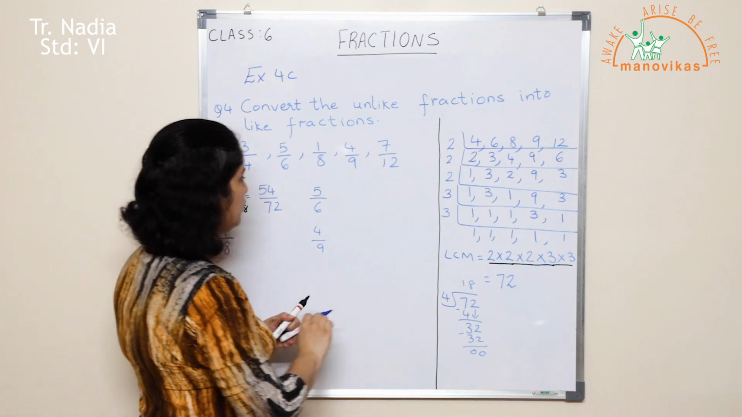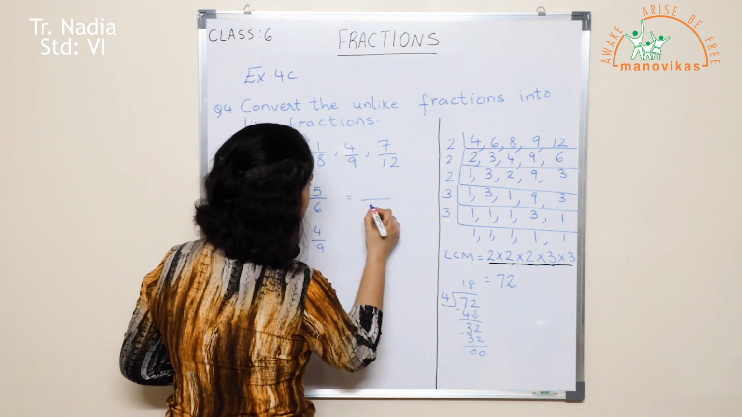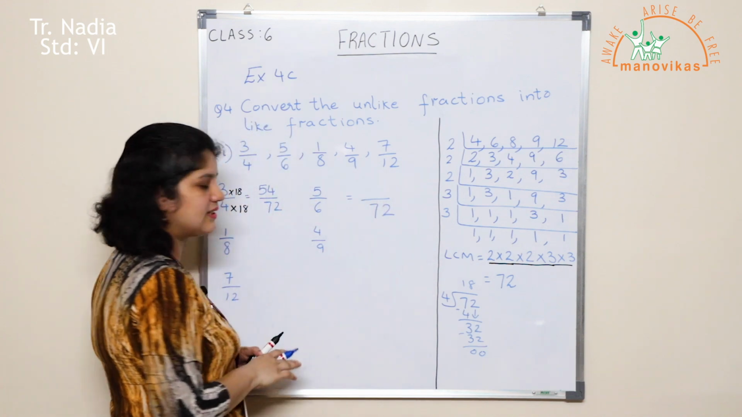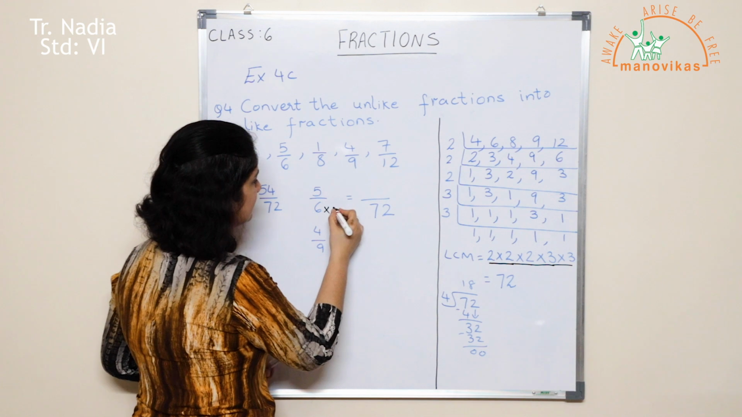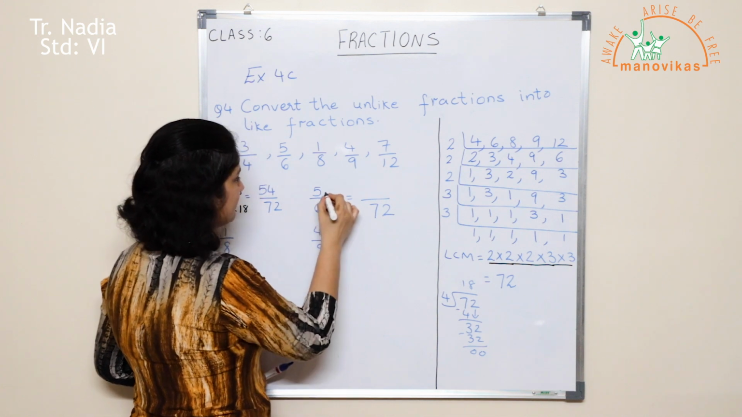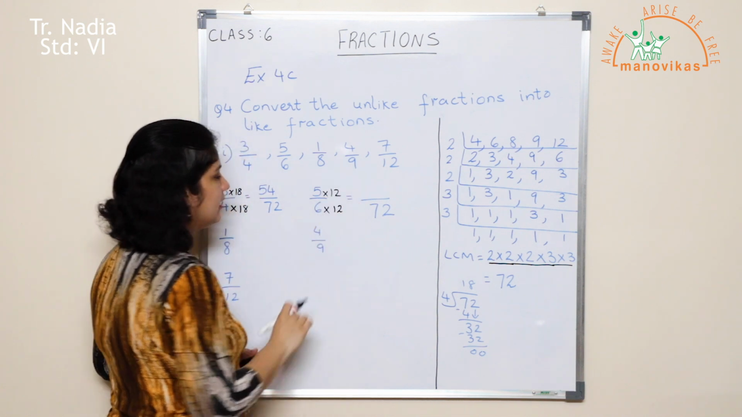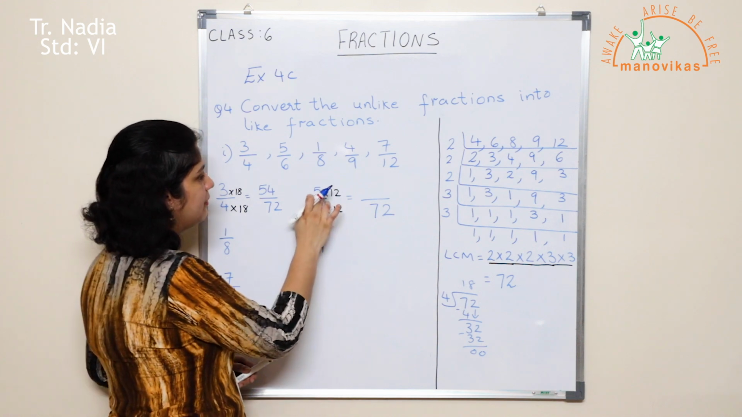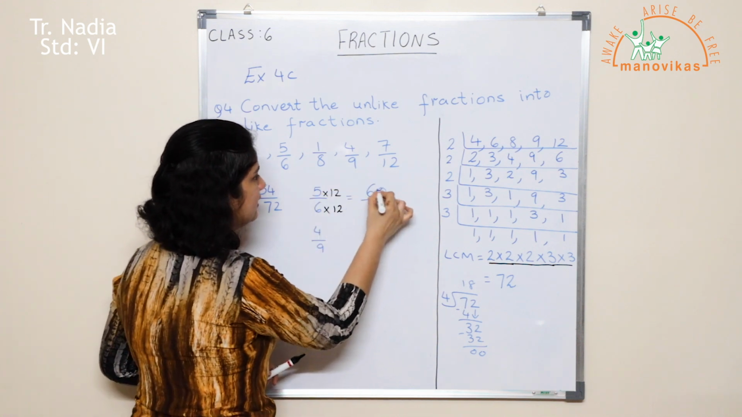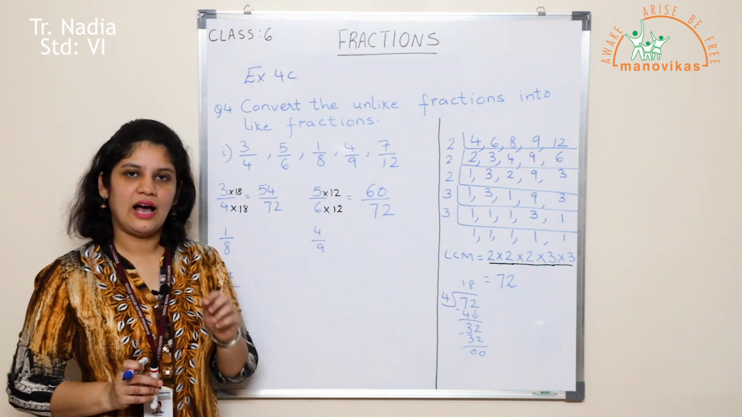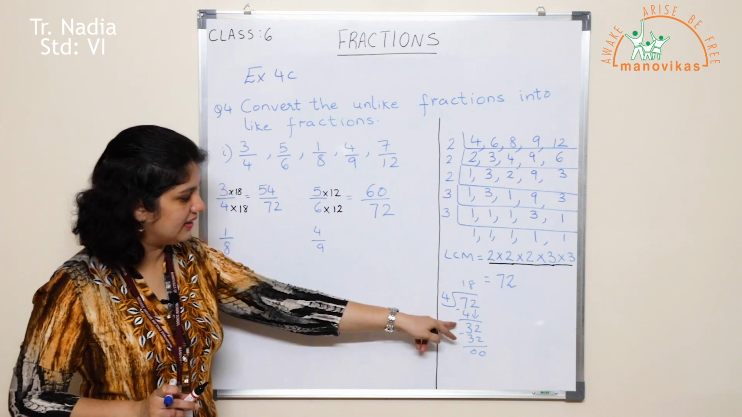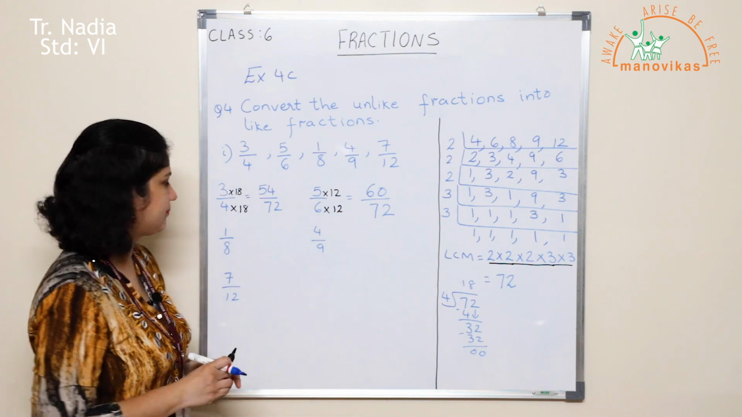Now similarly, I need to make this 6 also into 72. 6 multiplied by what will give me 72? 6 12s are 72. So same thing in the numerator. So numerator will now be 5 into 12, that is 60. Here children, I know the table, so I am doing it directly. But if you all are having any problem with the table, divide and find the number.